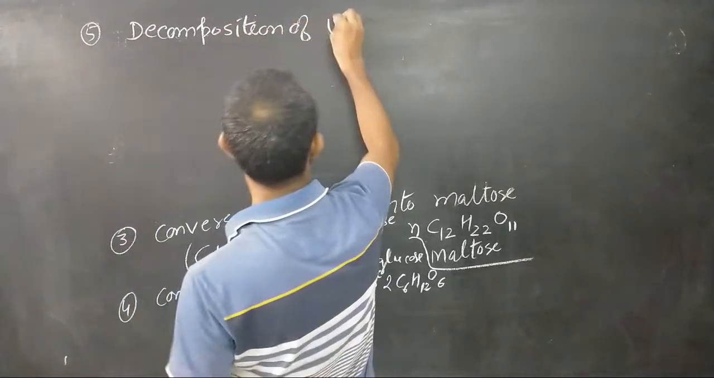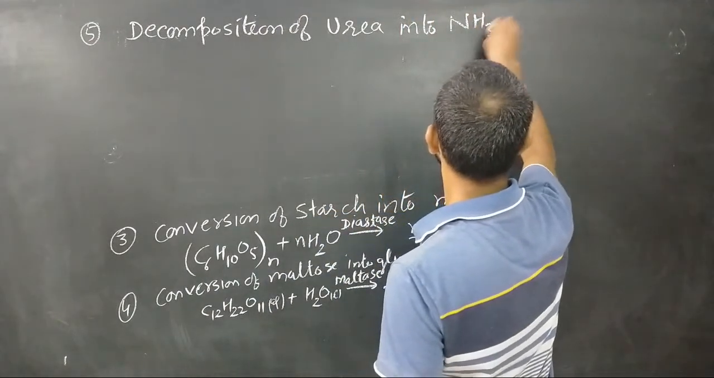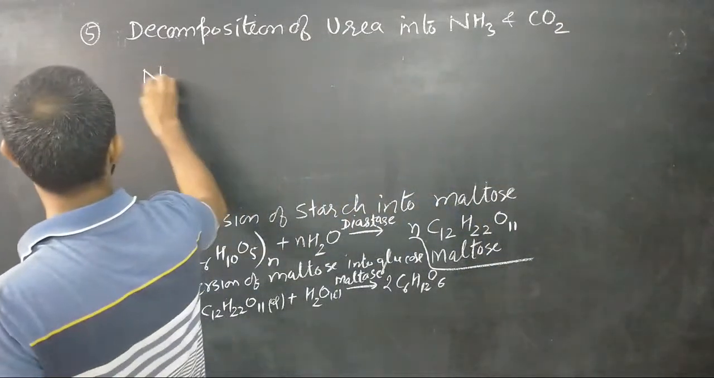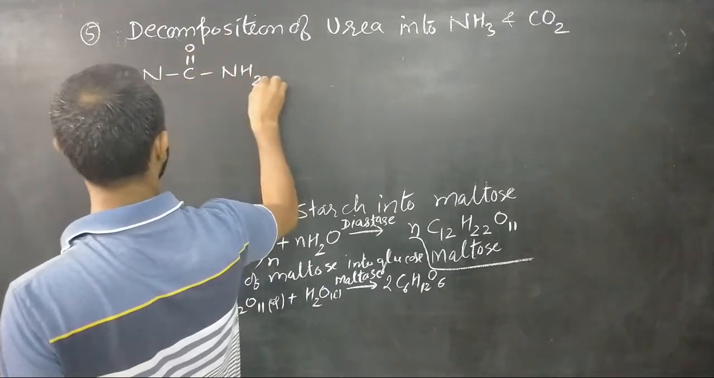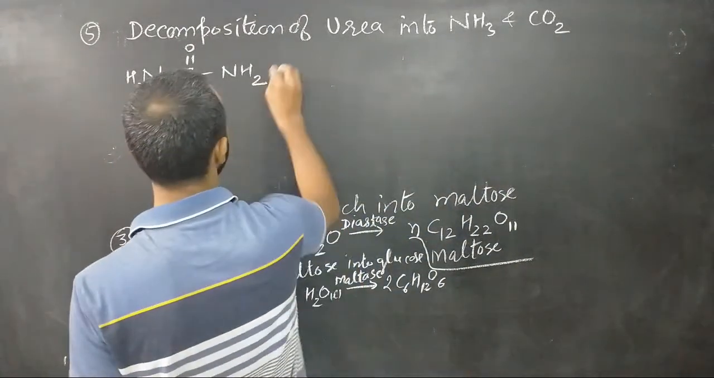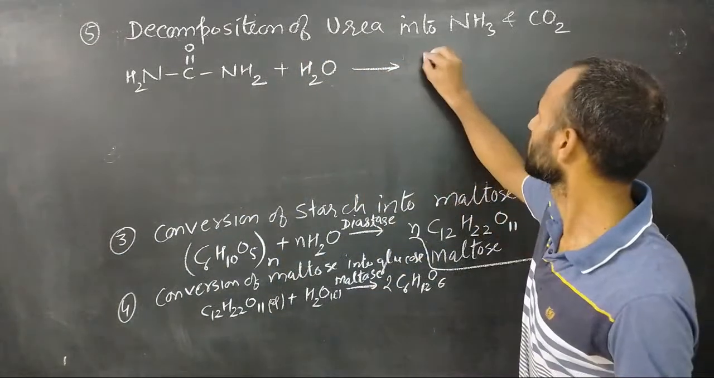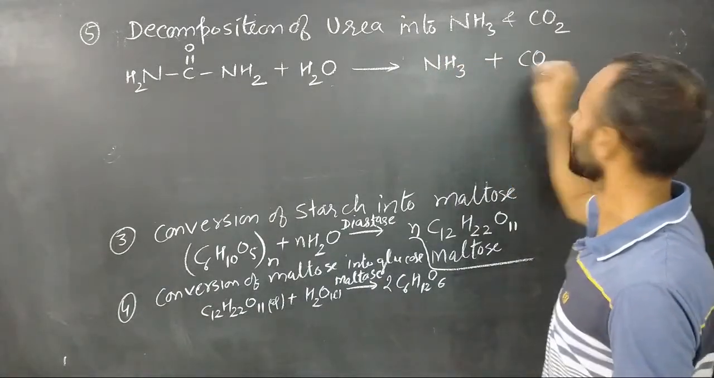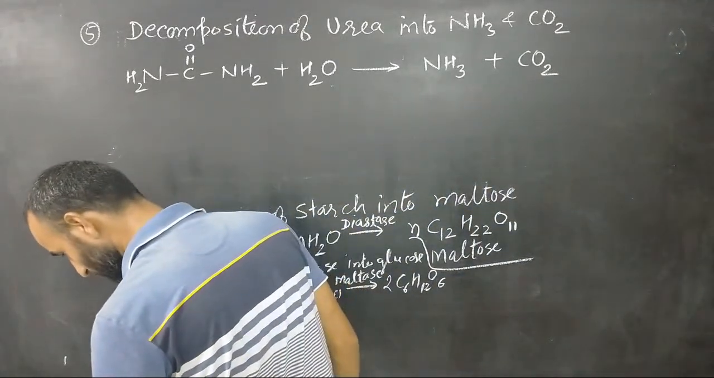Decomposition of urea into ammonia and CO2, because you know it is NH2 C double bond O NH2, urea, right? C NH2 CO NH2, right? So on hydrolysis it gives ammonia plus carbon dioxide. So tell me, for that purpose, which enzyme is used?